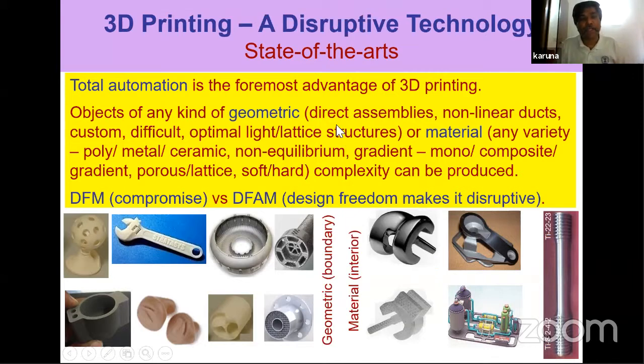The second claim I'm trying to make is that 3D printing is a disruptive process. Initially, 3D printing was used only for the total automation it gave. You didn't have to write an NC program. It wrote the NC program by itself. So we got what is called total automation.